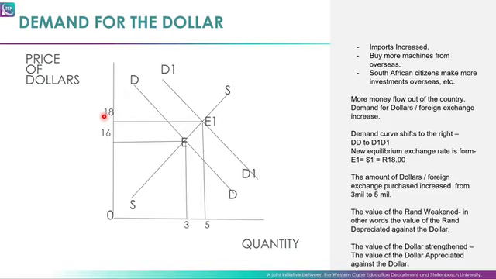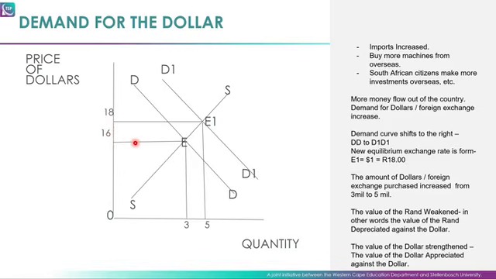So in the past, we were paying 16 Rand a dollar, but because of this increase in demand, we are now paying 18 Rand for the same dollar. So that means the value of the currency has weakened, right? So we say the value of the Rand has weakened.